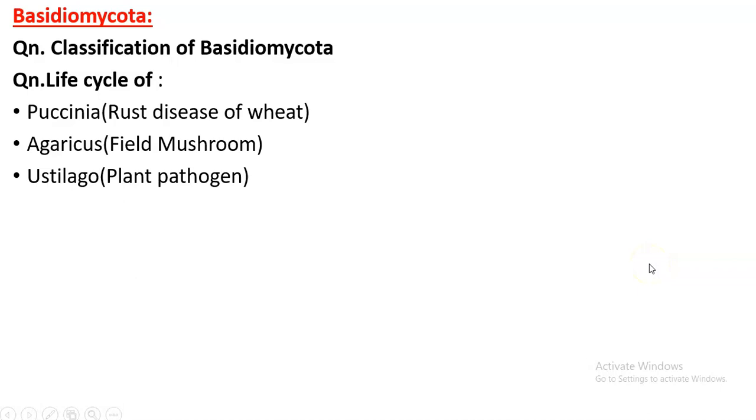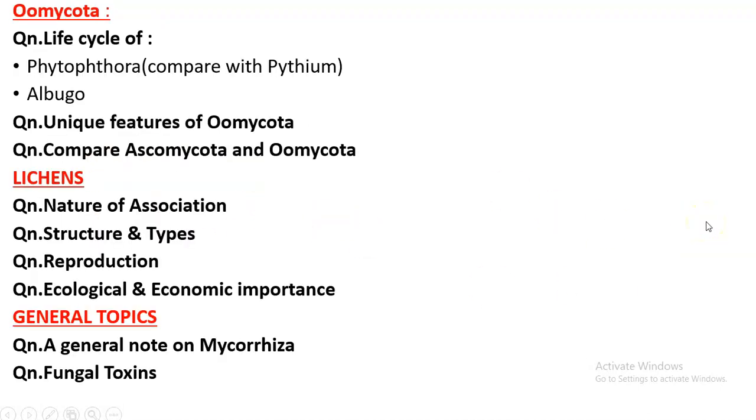Now, under Basidiomycota, we have to see Vaccinia, Agaricus, and Ustilago. Then under fungi-like organisms, under the phylum Oomycota, we have to see the life cycle of Phytophthora and Albugo. Then we will be seeing lichens, mycorrhiza, fungal toxins, and some other general topics.